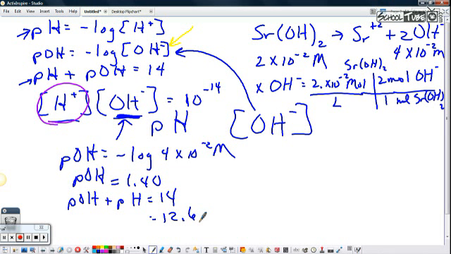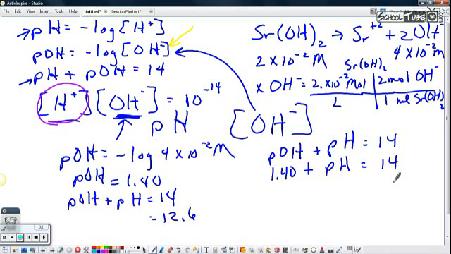What now? Yes, you would subtract. Yes, it does say plus. I know the pOH plus the pH equals 14. That number is 1.40 plus pH equals 14. So minus 1.40 minus 1.40, that gives you. Remember, this number here is exact, so it doesn't limit significant figures. So truly your answer should be 12.60 because you are adding and subtracting.